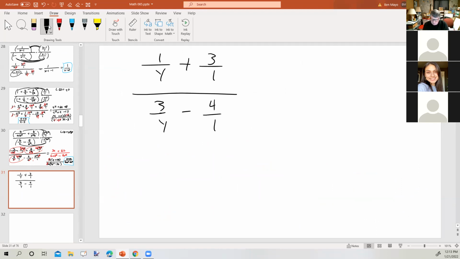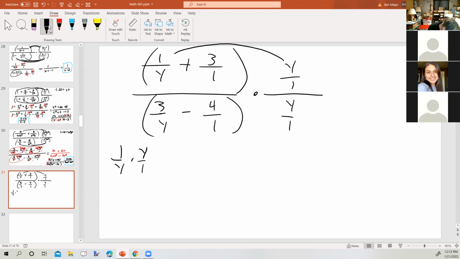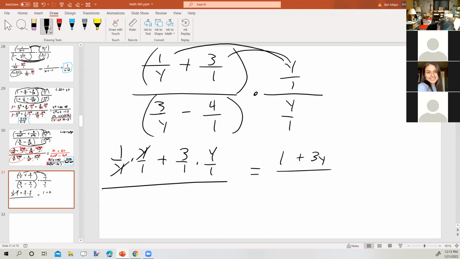Yeah. So what's your least common denominator? It's going to be the y, 1y. Yeah, correct. Okay. So 1 over y times y over 1 plus 3 over 1 times y over 1. Okay. In fact, let's keep going, which is going to be 1 plus 3y, because the y's would reduce down in that product.